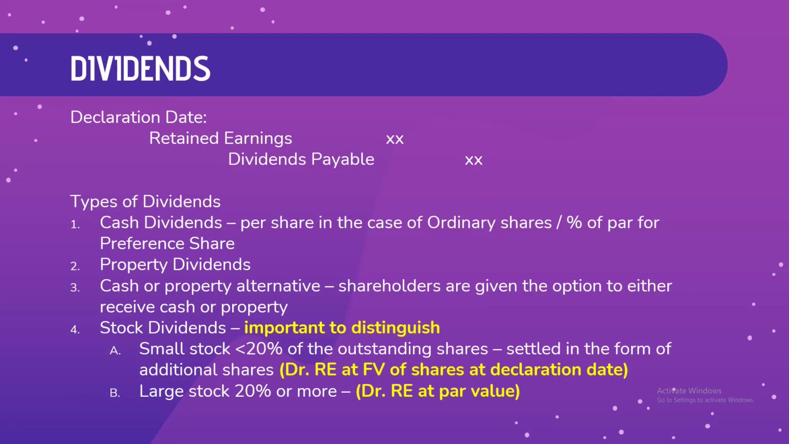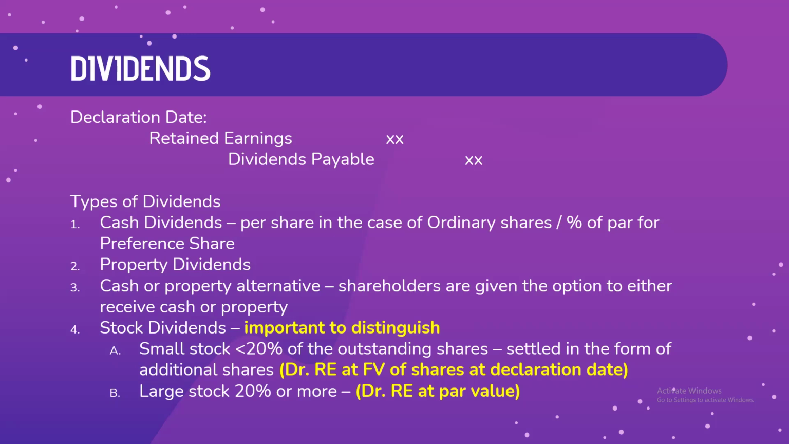The classification of dividends payable in this case is dependent upon the type of the dividends. We'll go through this a little bit later. So what are the different types of dividends? Number one, we have cash dividends, per share in the case of ordinary shares, or percentage of par for preference shares. So ordinary shares or common stock, preference share, or preferred shares. Then we have property dividends. Number three, cash or property alternative. Shareholders are given the option to either receive cash or property.